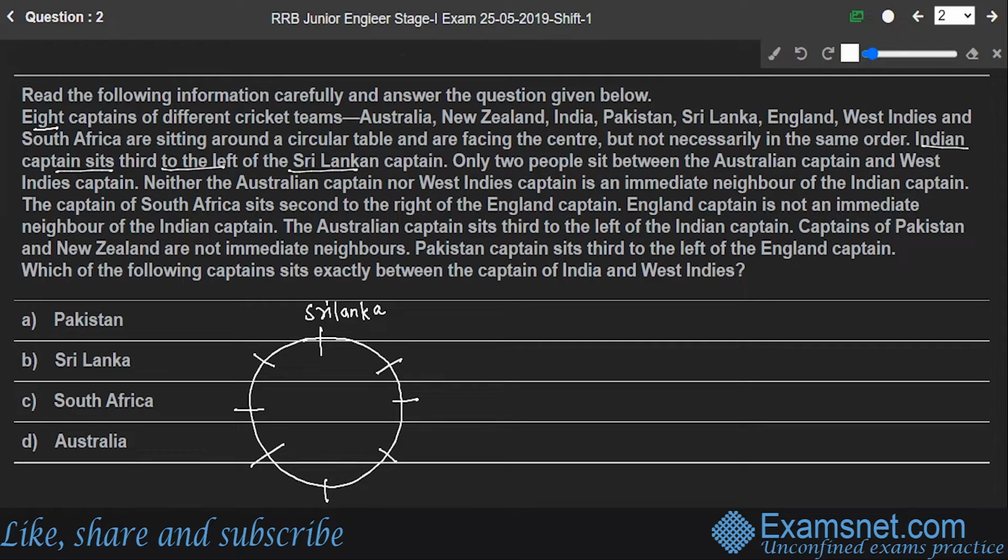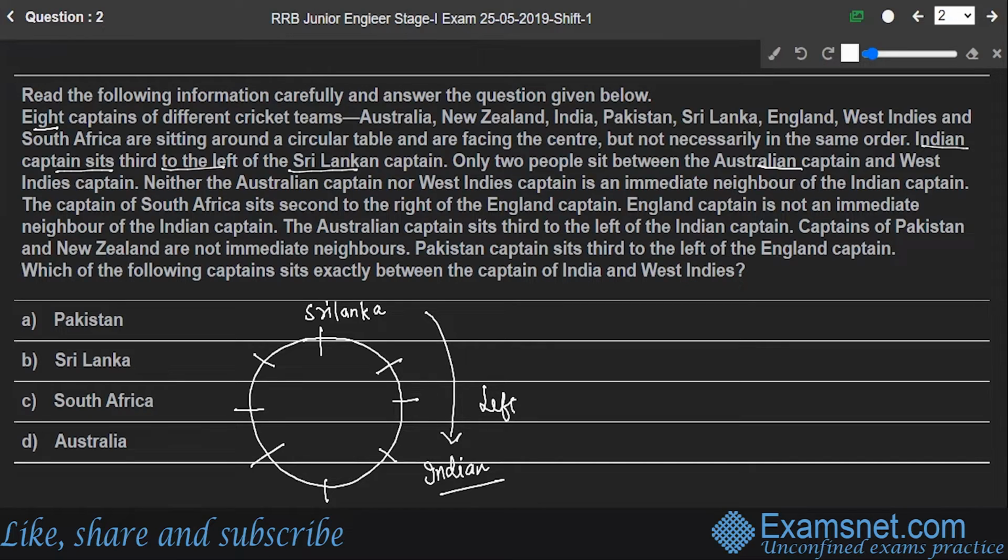Now it said left. See, this is the left one. So the Indian captain will be sitting over here because the Sri Lankan captain's left will come on this side. Only 2 people sit between the Australian captain and the West Indies captain. So let's keep Australia and West Indies for some time.